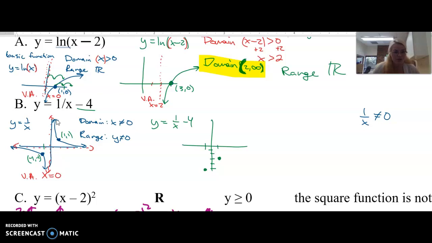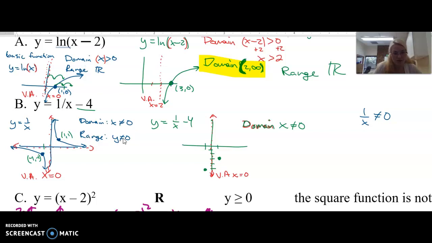Likewise, how about this vertical asymptote, x equals 0? Is that still my domain restriction? Yes, right? The domain, I should do this in green because this is for this guy. The domain stays the same, right? x has not changed. I still cannot have x equaling 0. Vertical asymptote, still the same. VA x equals 0. But what has changed?